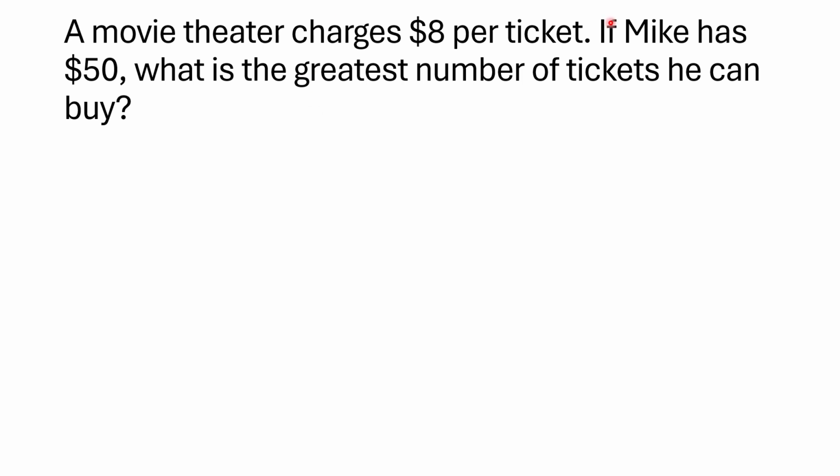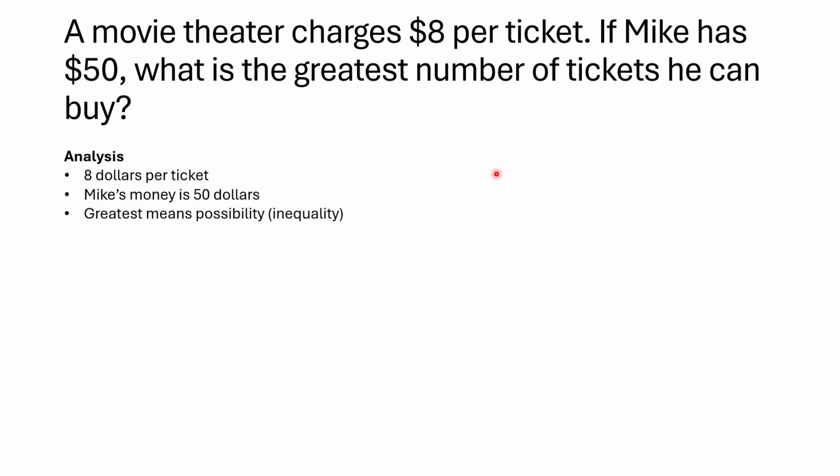Let's have another problem. The other problem is this: a movie theater charges $8 per ticket. If Mike has $50, what is the greatest number of tickets he can buy? First thing to do is to analyze the problem. We know that it is $8 per ticket, and then Mike's money is $50. Greatest means possibility or an inequality. So if these words are in your word problem, it means an inequality.